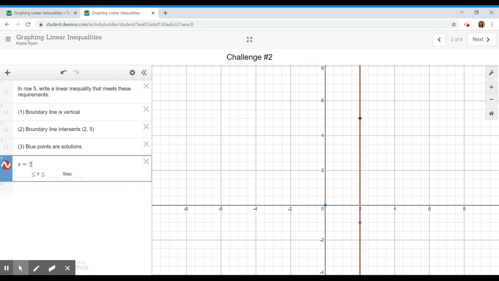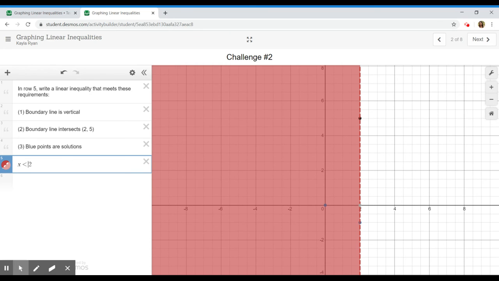Then it says that the blue points are solutions. I could pick points, test, decide if it's greater than or less than, but here if I just want to think, any x value less than 2 is going to be on this side. Any x value greater than 2 is going to be on this side on the right. So I'm going to make it x is less than 2. Since I want this blue point to be included, I'll make it less than or equal to, and we're good to continue.